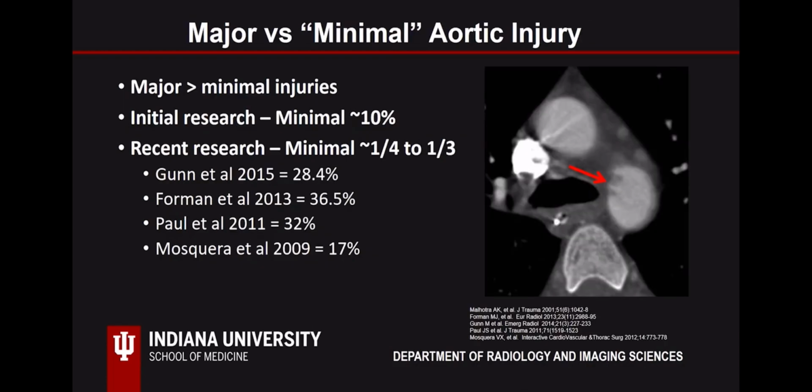So, major aortic injuries are far more likely to be encountered than minimal aortic injuries. The initial research indicated that approximately 10% of aortic injuries are the minimal type. However, more recent literature suggests that these minimal aortic injuries constitute approximately a quarter to a third of all aortic injuries, so far more common than initially thought. Our own experience at Indiana University finds that minimal aortic injuries constitute 36% of all aortic injuries.